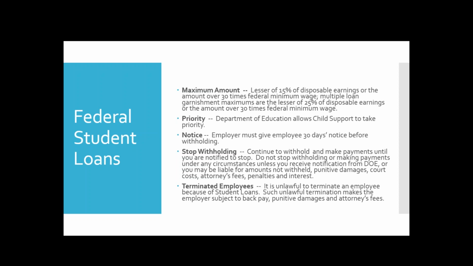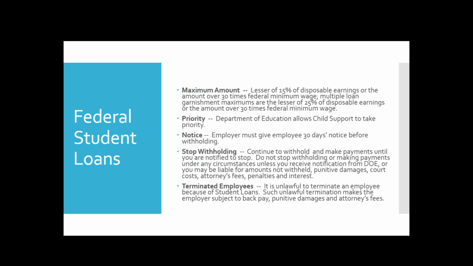Child support orders take priority over federal student loans, and the employer is supposed to give 30 days notice before withholding. I understand that that's actually pretty difficult for the employer to do, so just do your best, but that is the official instruction from the Department of Education.